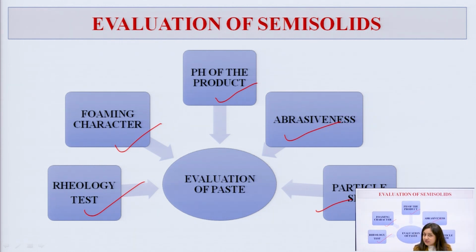Let us move on to the first test, that is the rheology test. The rheology test helps us to analyze how well your product can be evacuated from a particular collapsible tube. If the flow property, the extrudability and the spreadability are not analyzed, then later, during the shelf life of the product, using this product might be a challenging task for the consumer. So, evaluation of rheology is a very important factor in order to evaluate paste.